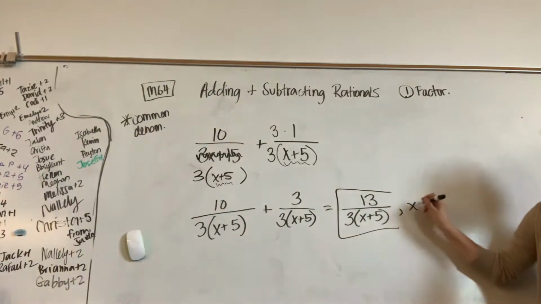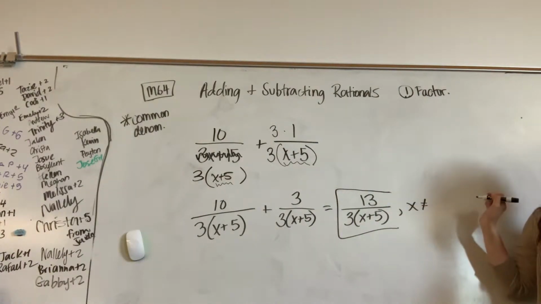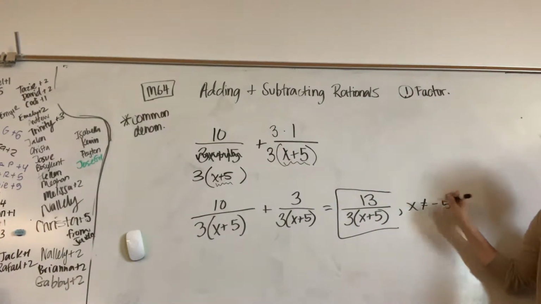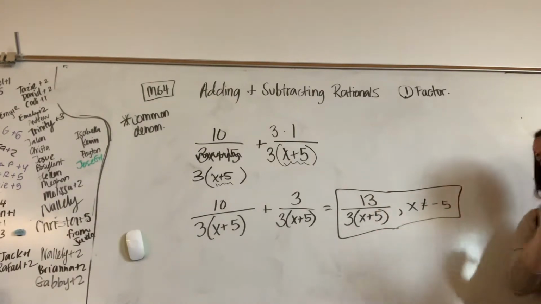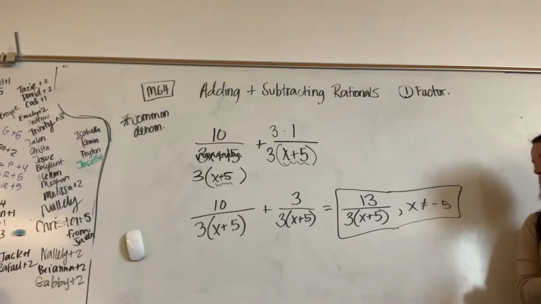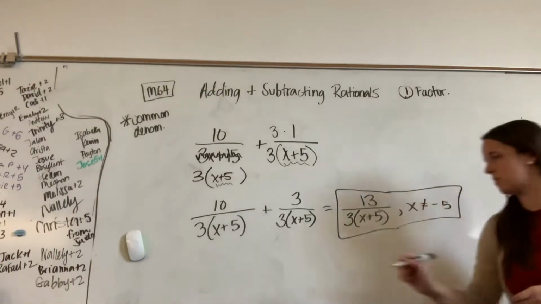Nice. So there's x is not allowed to be what? Negative 5. Wow, I totally forgot about that. That was my question, Gabby? Yes, that was my question. So we always have to write the excluded values.